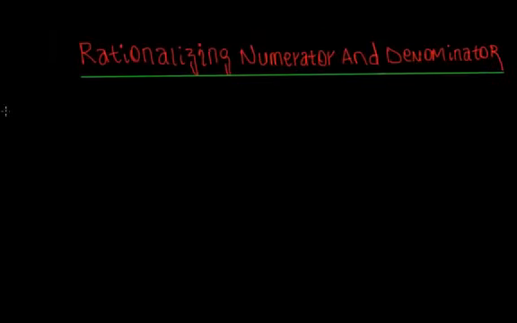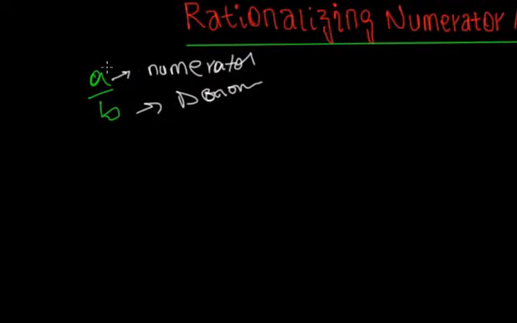Okay, if you remember, there are a few terms that I want to show you guys. If a number is in the form of A over B, this is the numerator, and the bottom one is the denominator. The top one is the numerator in a rational form. This is what we have.